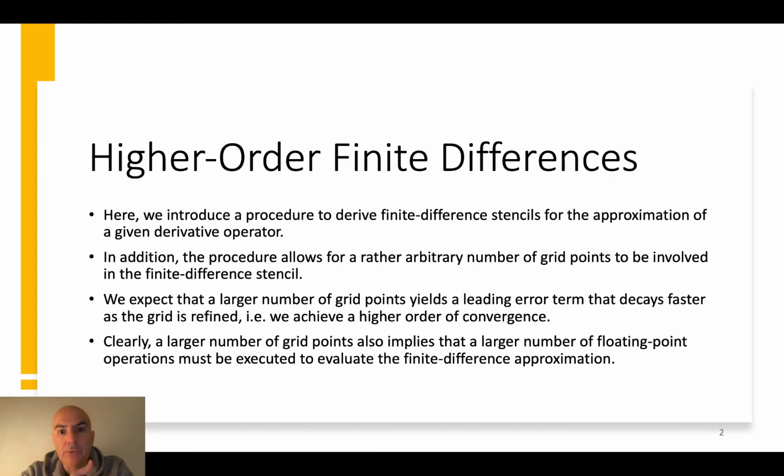In addition, the procedure will allow for a rather arbitrary number of grid points to be involved in the finite difference stencil. We will see that a higher order scheme corresponds to taking a larger number of grid points that are involved in the calculation of the approximation. This larger number of grid points leads to a leading error term that decays faster as the grid is refined. That's why they're called higher order schemes. The error will decrease faster. However, the larger number of grid points also implies a larger number of floating point operations, and this will lead to a larger rounding error.